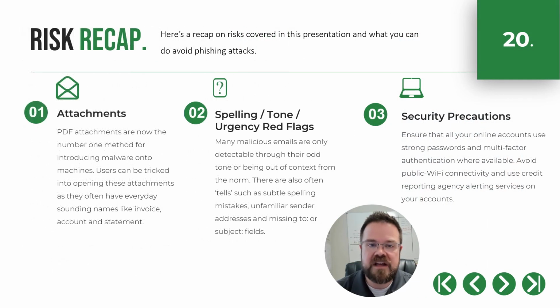In our risk recap today, PDF attachments are now the number one method for introducing malware onto machines. Users can be tricked into opening these attachments as they often have everyday sounding names such as invoice, account statement, or summons. Always check the spelling, tone, and urgency, as these are red flags. Many malicious emails are only detectable through their odd tone or being out of context for the norm. There are often telltale signs such as subtle spelling mistakes, unfamiliar sender addresses, and missing To or Subject fields.